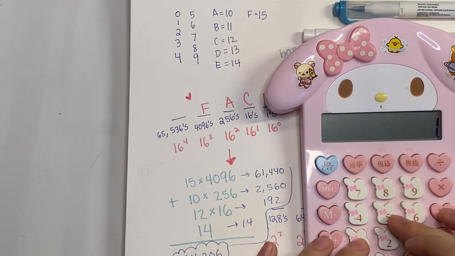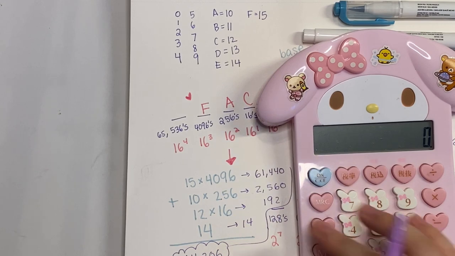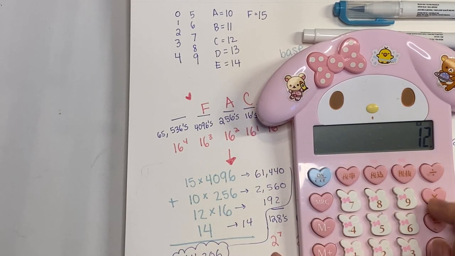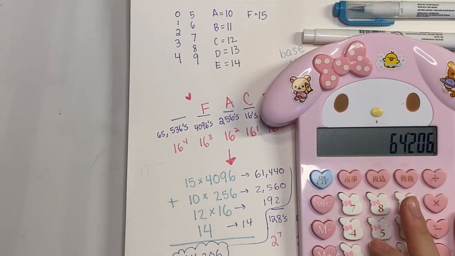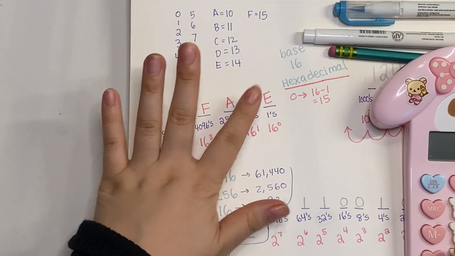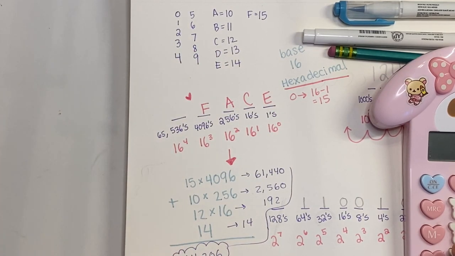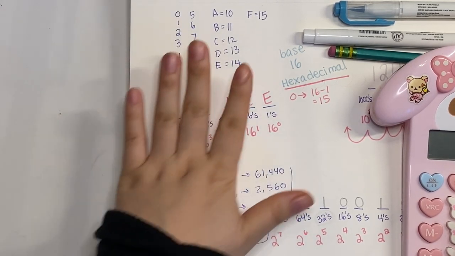Let's try that again. So 15 times 4096 is 61440 plus 2560 plus 12 times 16 is 192, and we have 14. So 14 plus 192 plus 2560 plus 61440 for a grand total of 64206. So the value of FACE in hexadecimal is 64,206 in decimal or base 10.